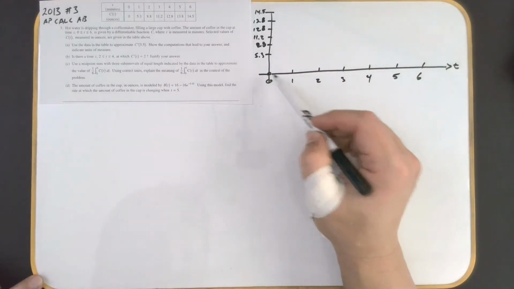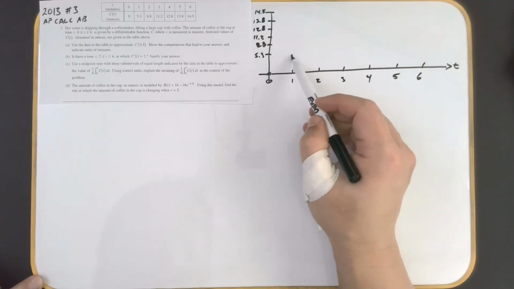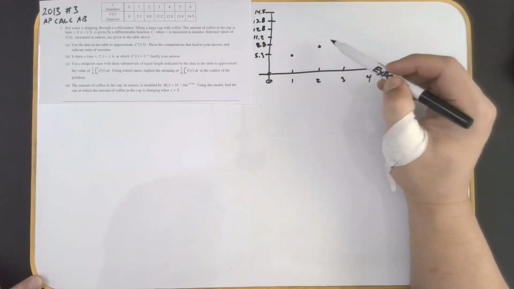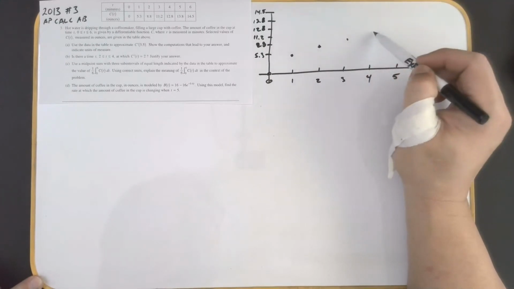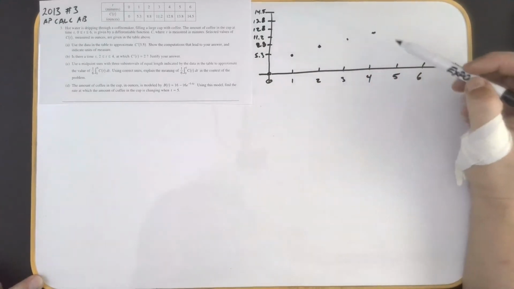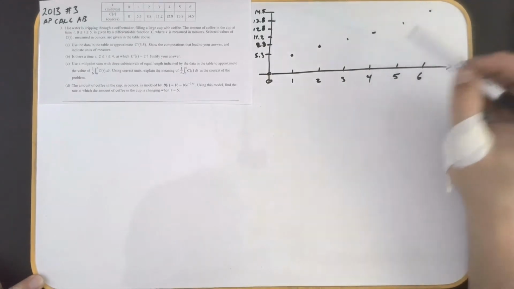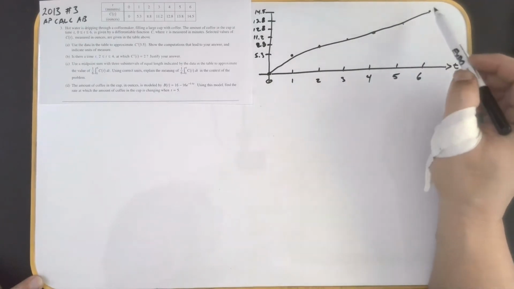So when time begins here, we're at 0, so 1 minute we're at 5.3, 2 minutes 8.8, 3 minutes we're at 11.2, 4 minutes we are at 12.8, 5 minutes 13.8, and then 6 minutes 14.5. Alright, so we'll just sort of connect those, and that's what's going on.